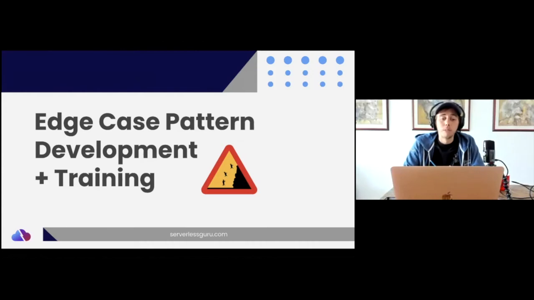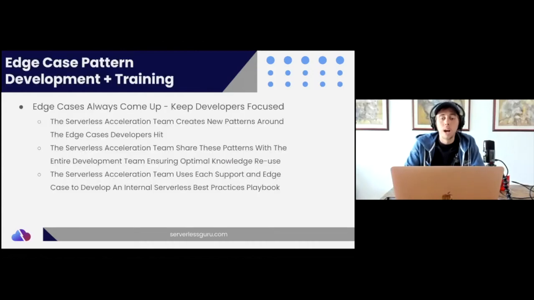Getting into edge case pattern development and training. So as they come up, they always will. Our whole goal as this acceleration team is to keep the developers focused, right? And by being focused, they're going to be doing the most enjoyable work that they need to do. And we're going to be able to just be that support role, right? So we say, to do API gateway caching again, I'm overusing the example, let's actually create a pattern for it specifically. Let's show a couple different ways that you can actually do it. And then from there, let's give training to the team.